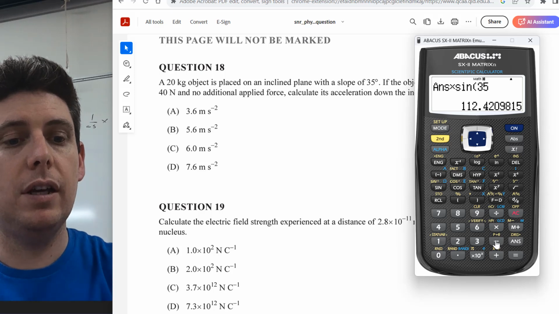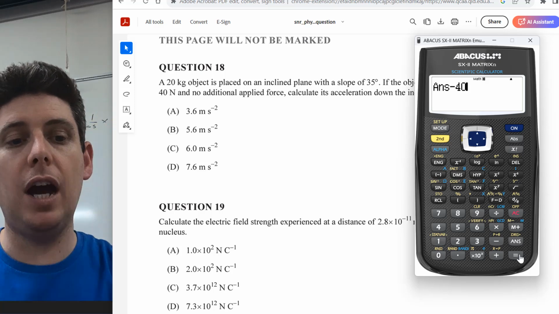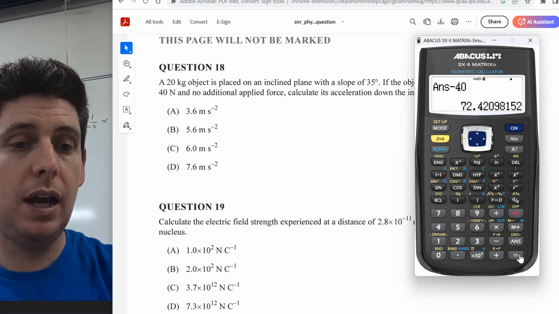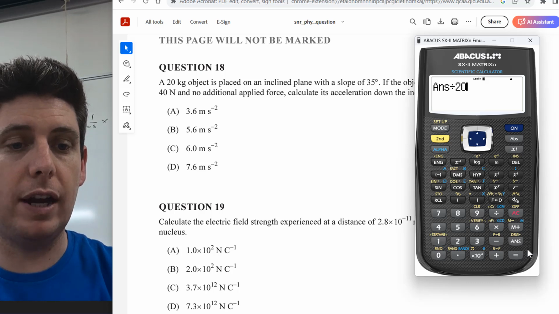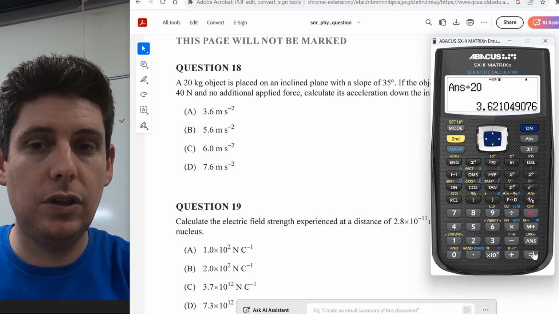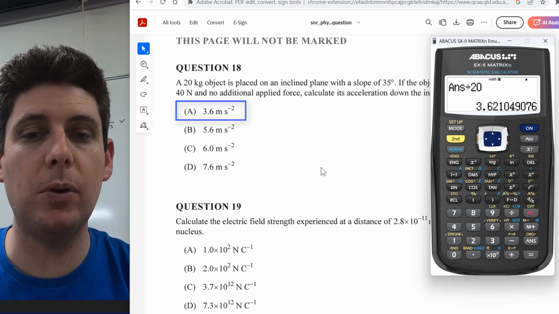112 newtons. We're going to subtract the 40, the friction going up, and that gives us our resultant, our net force. Now we need to divide that by 20 kilograms. So you do force equals mass times acceleration. Divide the force by mass and you get the acceleration. So the answer to 18 is A, the acceleration, 3.6.